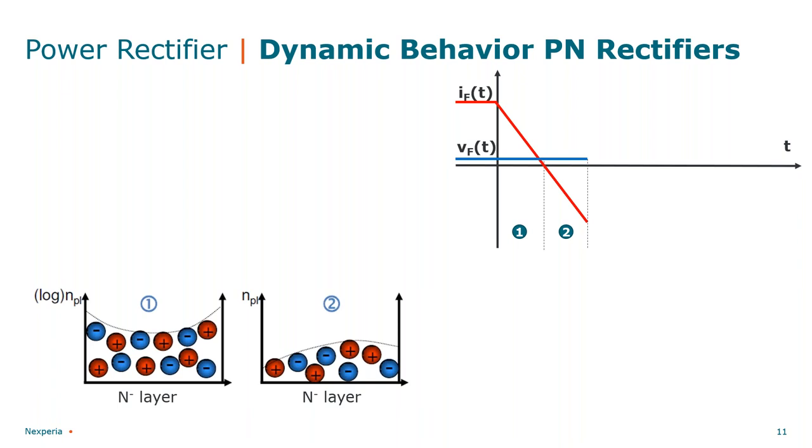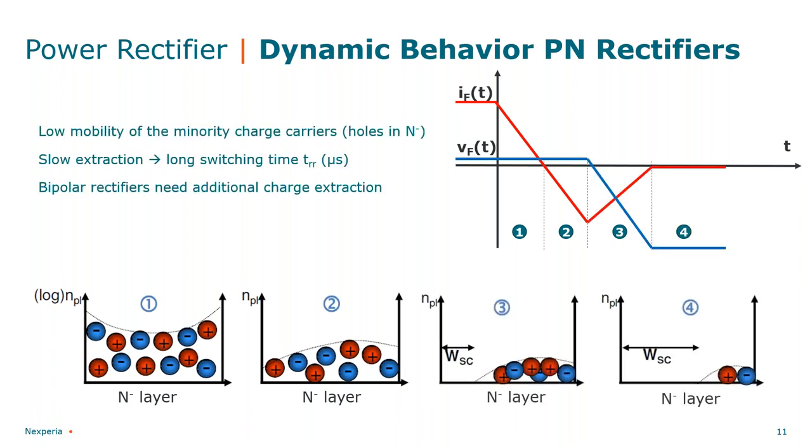There's still a forward voltage to be measured. As soon as we have removed enough charge carriers from the depletion region, the depletion region itself forms, so the space charge region forms, marked here as WSC, and here we enter the blocking state. And we need a certain width of this layer to really enable the full blocking mode of the diode, and this is given by state four.